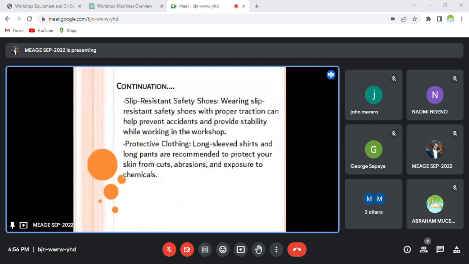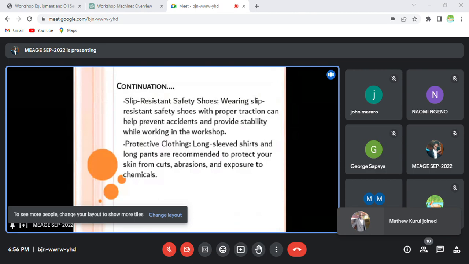Another PPE is slip resistant safety shoes. Wearing slip resistant safety shoes with proper traction can help to prevent accidents and provide stability while working in the workshop. We have protective clothing. You are required to wear a long sleeve shirt and long pants so as to protect your skin from cuts, abrasion, and exposure to chemicals.